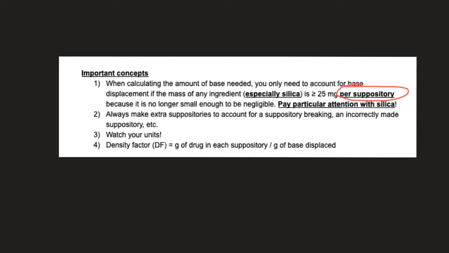Concept number two, you're always making extra suppositories to account for loss, like a suppository breaking, making a suppository incorrectly, or other losses. Number three, always watch out for your units. You always want to make sure you're subtracting or multiplying or dividing the same units. Mostly subtracting. So you can't subtract milligrams from grams. You can't subtract grams from milligrams. Make sure you're subtracting grams for grams, milligrams for milligrams. That's going to be important in the examples.